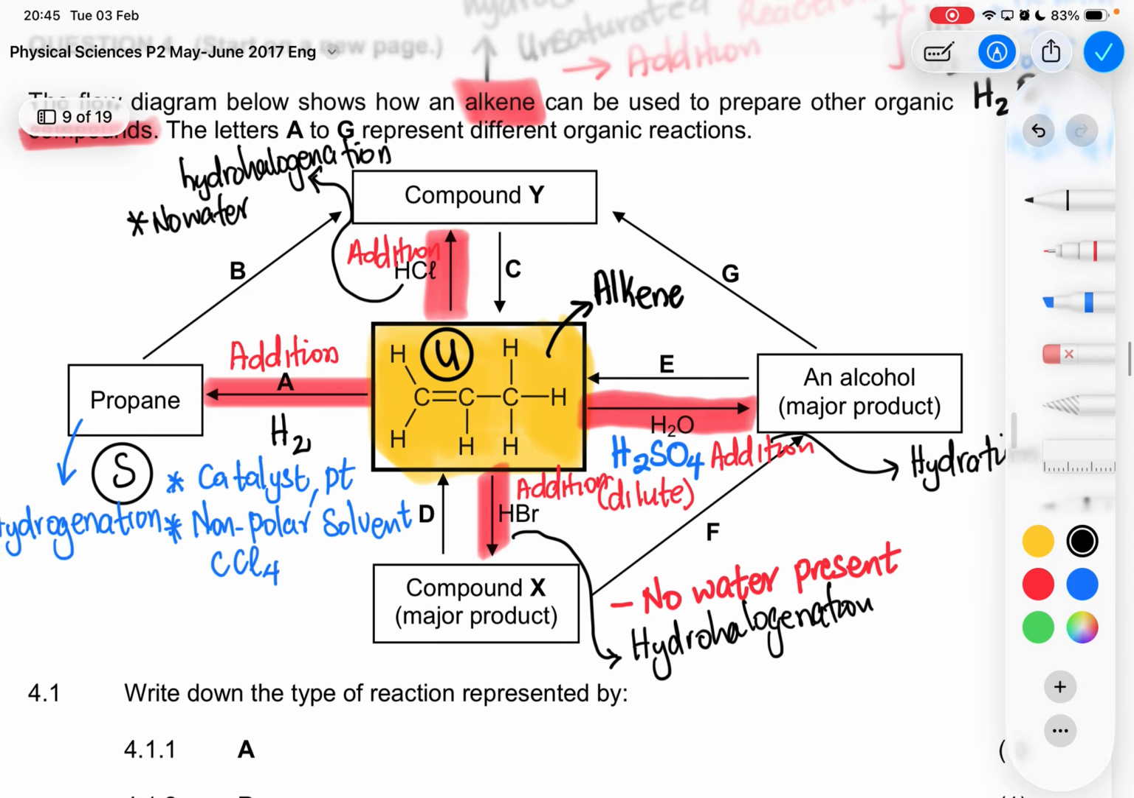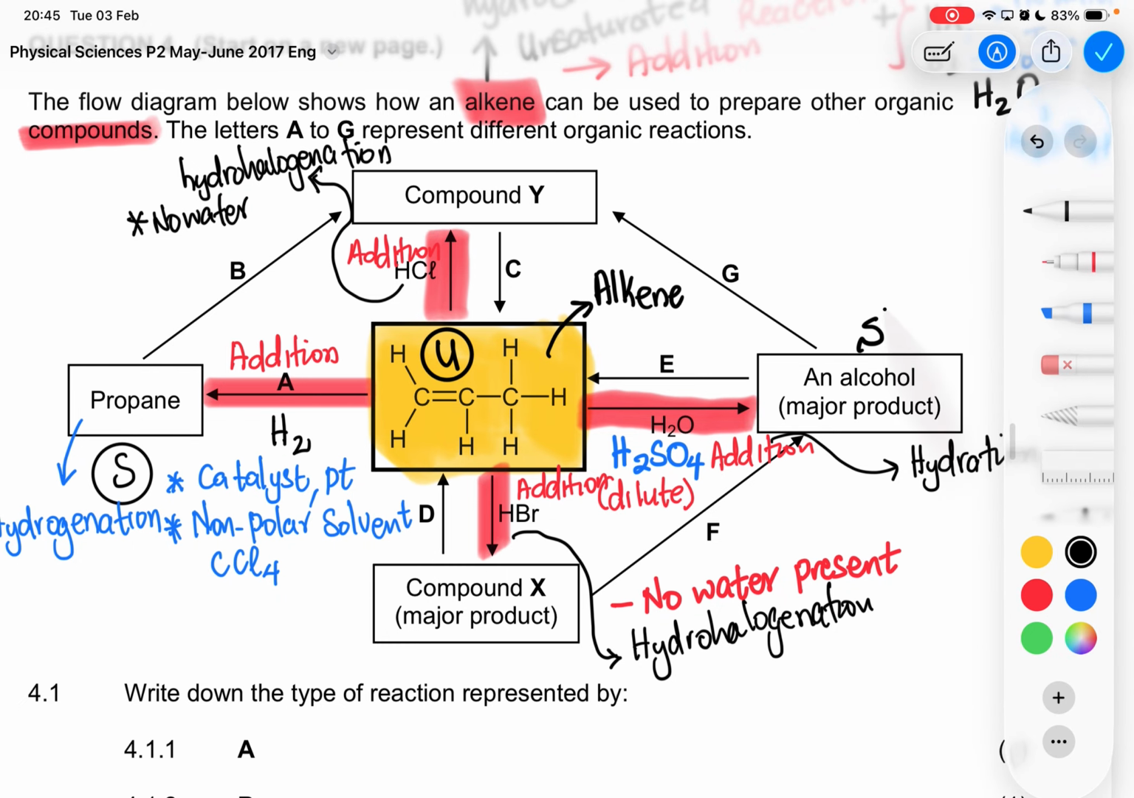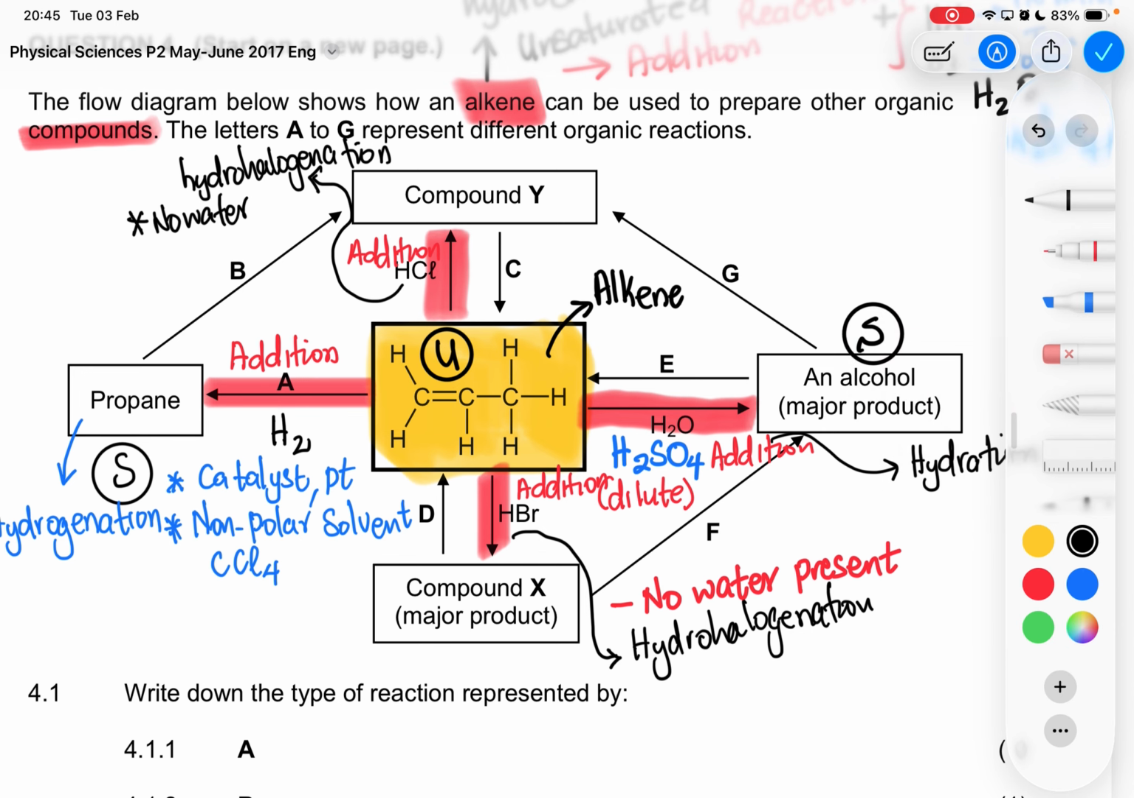But first, before I move on to the other ones, let us state whether the compounds are saturated or unsaturated. Remember, we are taking an unsaturated compound and converting it to saturated. So all the arrows going out from the yellow highlighted compound are all saturated. So this is saturated alcohol. This is saturated. Compound Y will also be saturated. And compound X is also saturated.